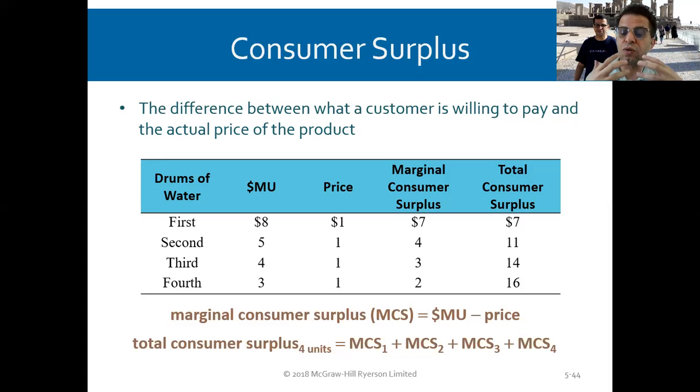So the marginal consumer surplus is the marginal utility, the value that you're getting, minus the real price. Sometimes you go to a store, you're buying something, and you come home very happy because you found it cheaper than you were willing to pay. So the total consumer surplus is the total of the marginal consumer surplus of 1, 2, and 3.